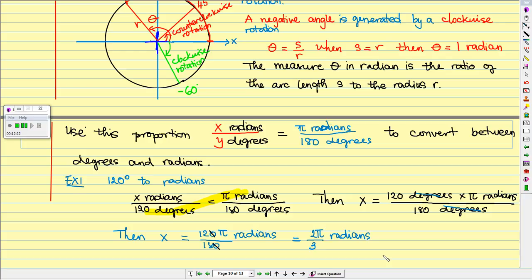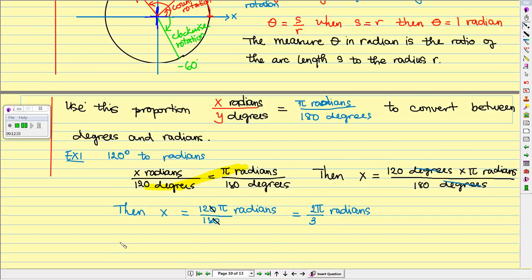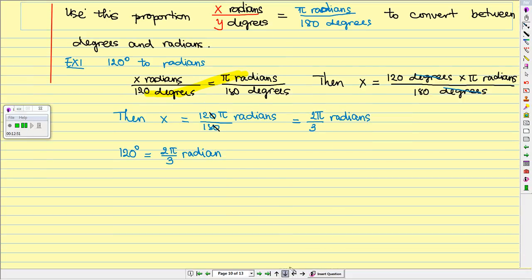So now we just converted from 120 degrees to radians. So we can conclude that 120 degrees equals 2 pi over 3 radians. Now let's move on to example 2.